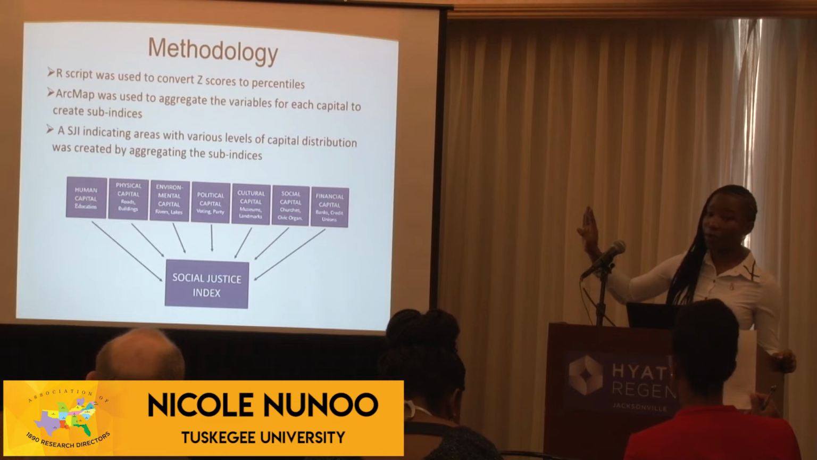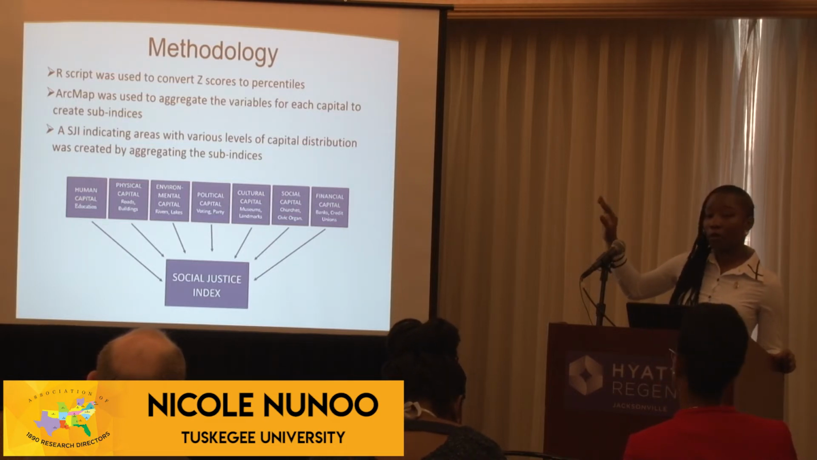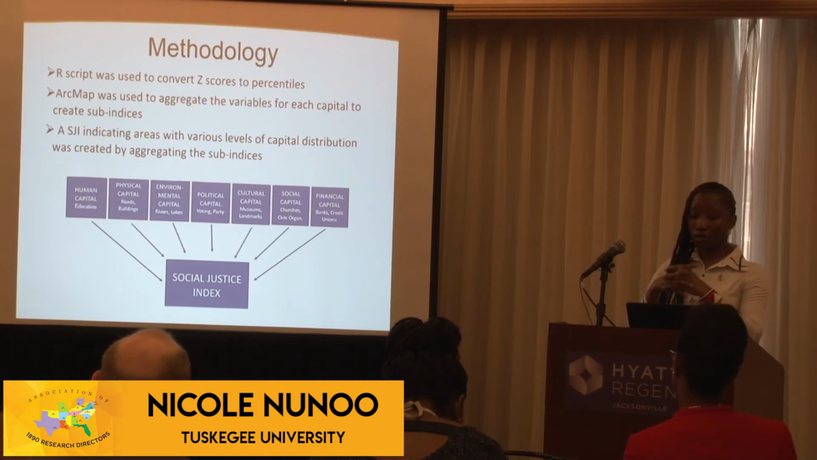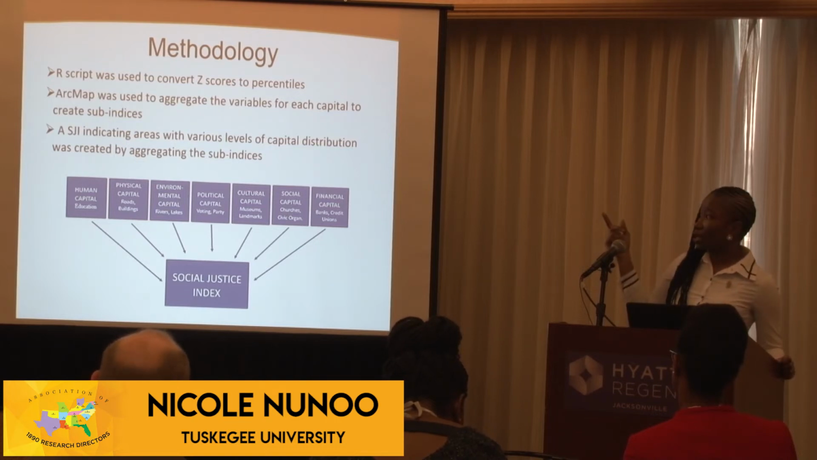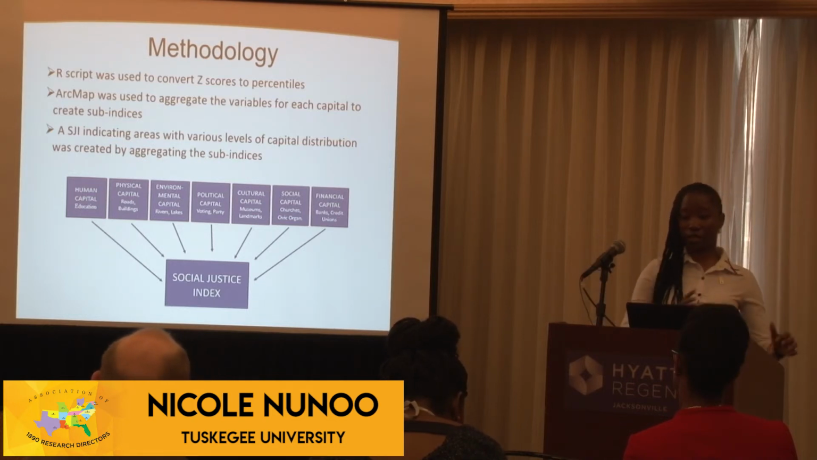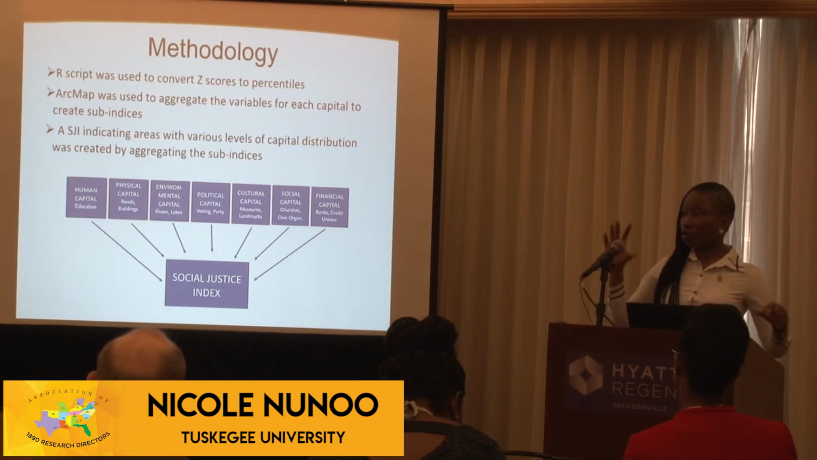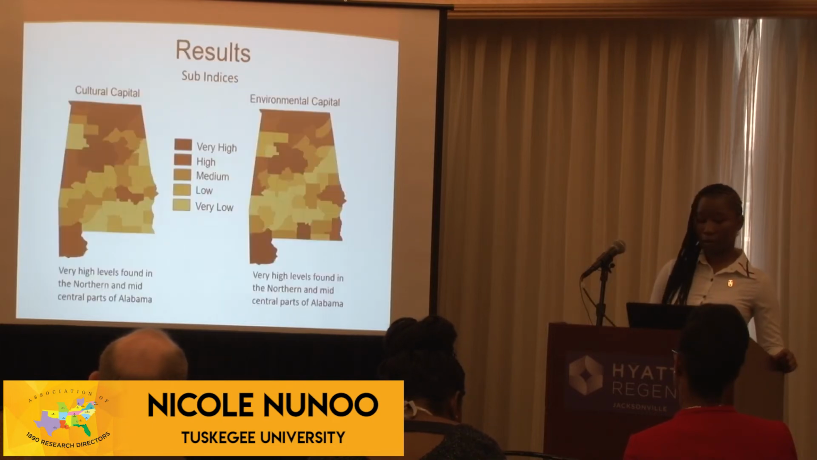Because most of the variables had different units, we use the R software to convert most of them to percentile so they can have one unit. And then when we're done with that, we use the ArcMap to aggregate all the variables to create sub-indices. So each capital had a sub-index. And then afterwards, we grouped all the sub-indices together to create a social justice index.